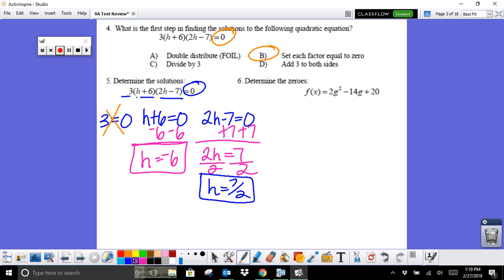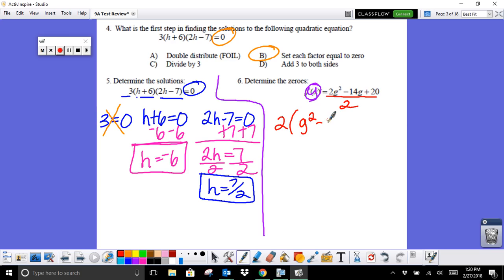Okay, number 6. Now you see this says f of x. Remember that means y. In this case, you can also think about it meaning equal to 0. Since everything's on the same side, that sets this up for us to get started. So this one, I'm going to factor this. Remember the first step of factoring is to take out your GCF. So I have a GCF of 2. I'm going to take that 2 out. That leaves me with g squared minus 7g plus 10, and that's all equal to 0.